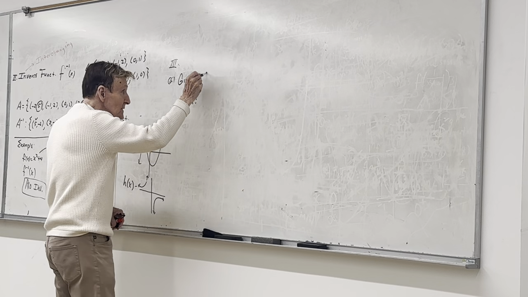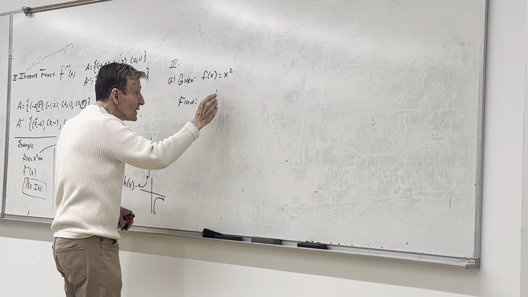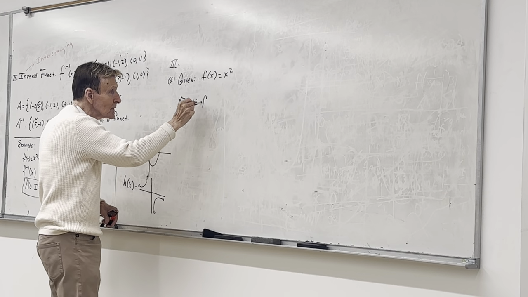I would change something here in the given. We're going to have f of x is equal to x squared. Find its inverse.